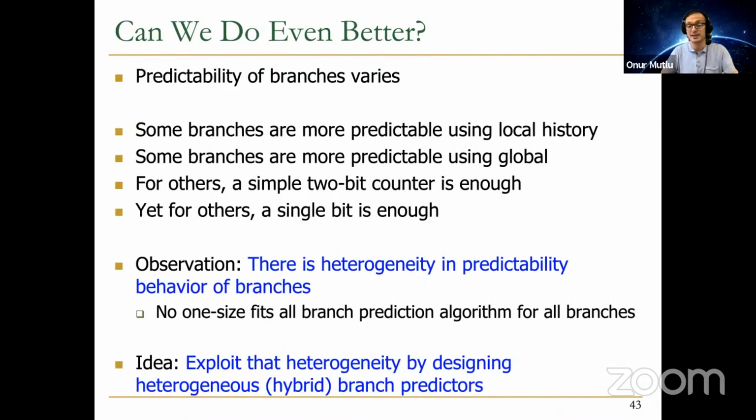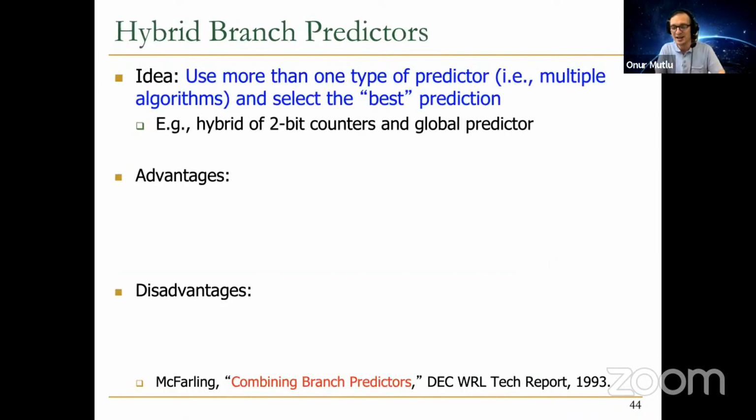So this brings us to the idea of heterogeneous or hybrid branch predictors. Whenever you have two different types of behavior, and you cannot design a single mechanism that's one size fits all to many different types of behavior, at least two different types of behavior, then you may want to consider making things hybrid or heterogeneous. Heterogeneity is always useful to fit different types of behavior. One size fits all usually doesn't work in those cases. And the high-level idea is heterogeneity, or using hybrid branch predictors. Basically, we want to use more than one type of predictor, multiple different algorithms, to select the best prediction.